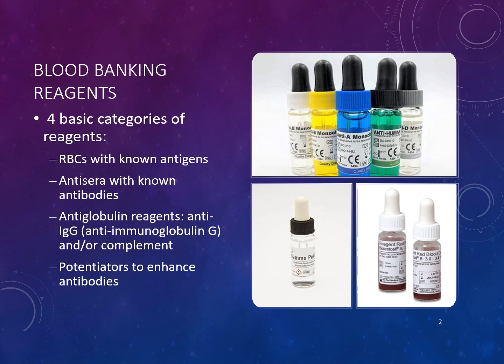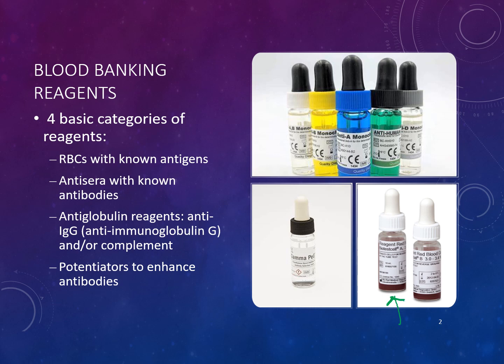So when we start off with our known, that is our reagents. As far as our reagents go, we have known reagent antigens, so red cells. Here you have an image of some actual red cells where we actually know which antigens are on those red cells. So these are manufactured.